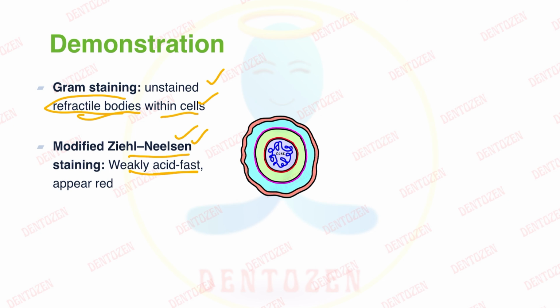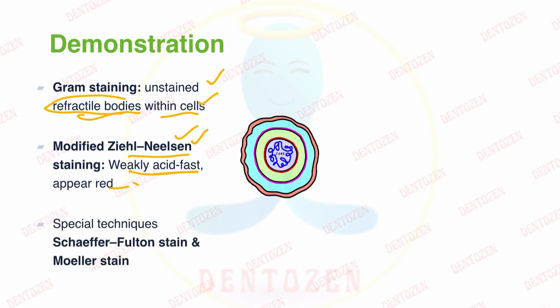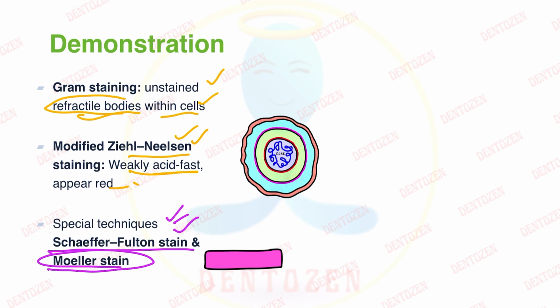And then we have the special stains for them. The most commonly used special stain is Schaeffer-Fulton stain, and then we have also another stain, that is Moeller stain. Now in Schaeffer-Fulton stain, we can use two dyes, malachite green and safranin. So the bacterial cell will take up the safranin and will appear red or pink, and the spore will take up malachite green and will appear green.